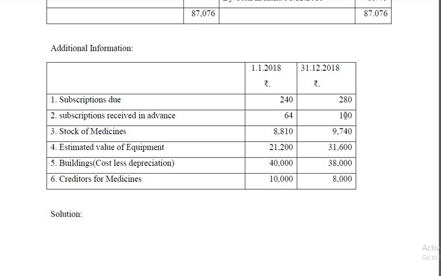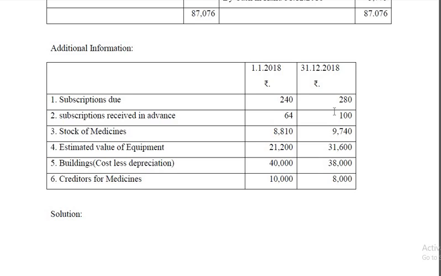And subscription received in advance during the current year, that is relating to next year. Since it is for next year, that should be deducted from subscriptions of the current year. Then it should be shown as a liability on the liability side of the closing balance sheet. The 64 should be added to income and expenditure account subscriptions because though it is received last year, that is the current year income. 64 rupees are to be added, whereas 100 rupees are to be deducted because that is related to next year.